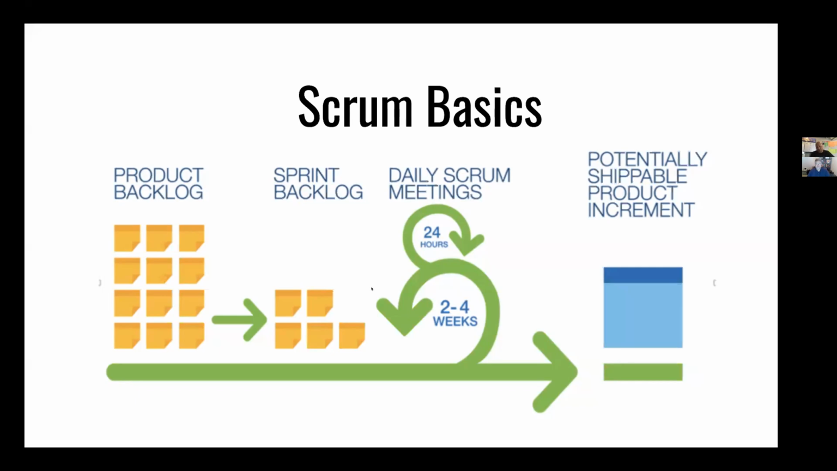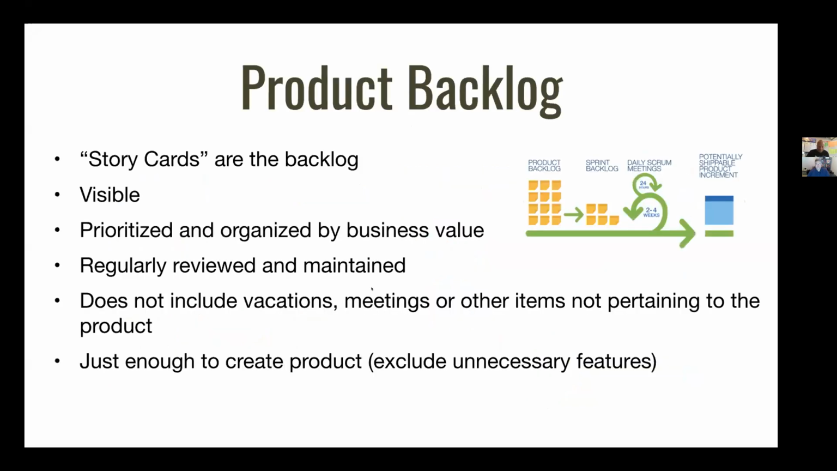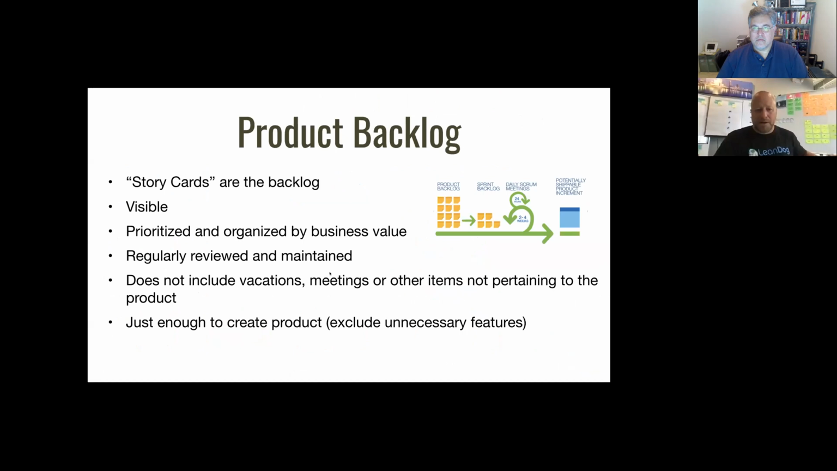I know this diagram shows 2 to 4 weeks, but Scrum even changed that a long time ago. Nobody does over 2 weeks now, because the feedback loop's too long. We have a daily stand-up or daily Scrum meeting where we actually talk about what we're doing and what we're working on. And the goal is that at the end of that 1 or 2 week iteration, we are now shipping working software. So that's the basic Scrum terminology. Product backlog, also known as story cards. Story cards are really what they are.